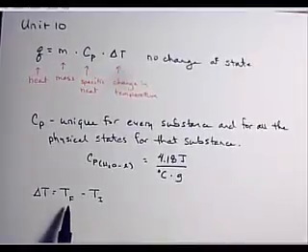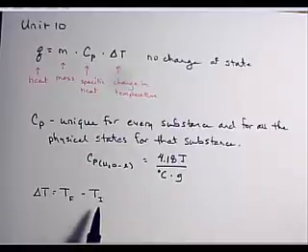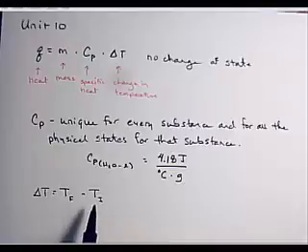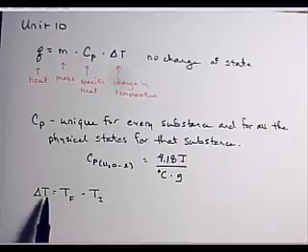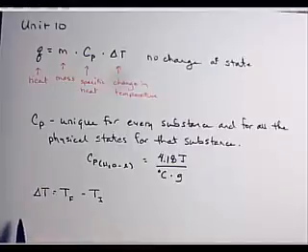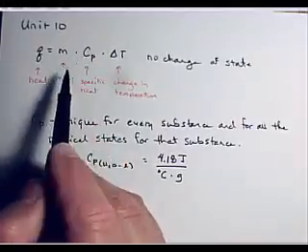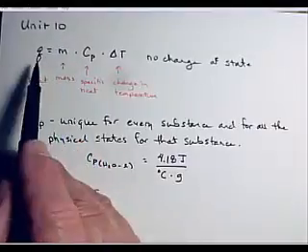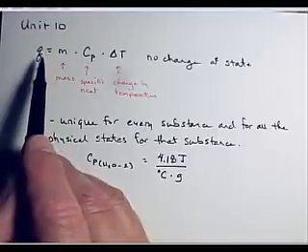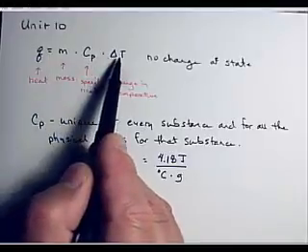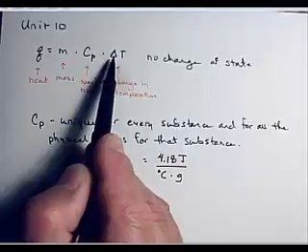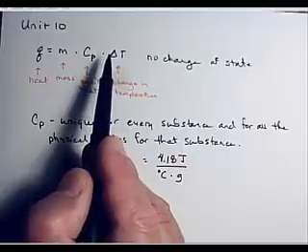So if the temperature is going up, you'll have the final temperature minus the initial temperature, and you'll have a positive number. If the temperature is going down, the final temperature is lower than the initial temperature, so you're going to get a negative number. So the sign of the change in temperature will tell you whether the temperature is going up or down. Make sense? Now, Cp is always a positive number. Mass is always a positive number. So the amount of heat exchange will either be increasing because the temperature is increasing, or decreasing because the temperature is decreasing. And that makes sense if you think about it.